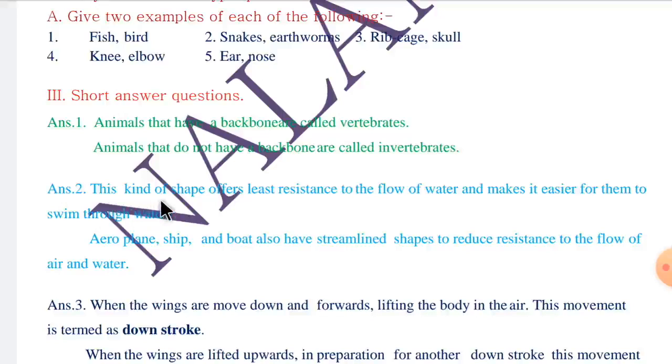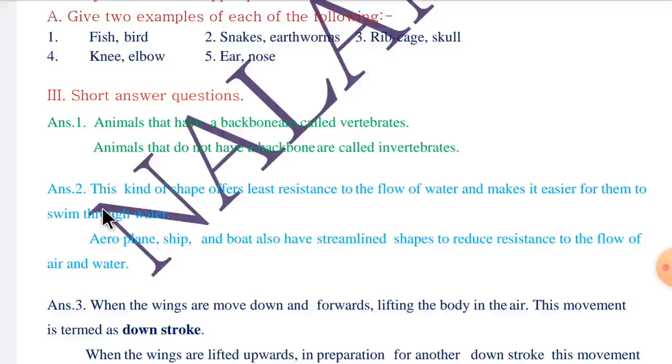This kind of change offers least resistance to the flow of water and makes it easier for them to swim through water. Aeroplane, ship and boat also have streamlined shape to reduce resistance to flow of air and water.